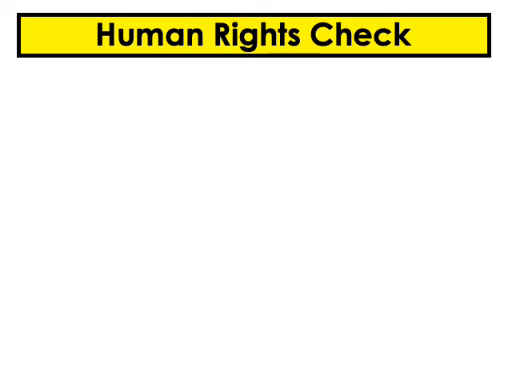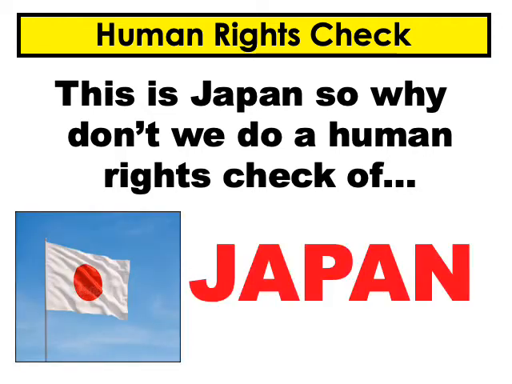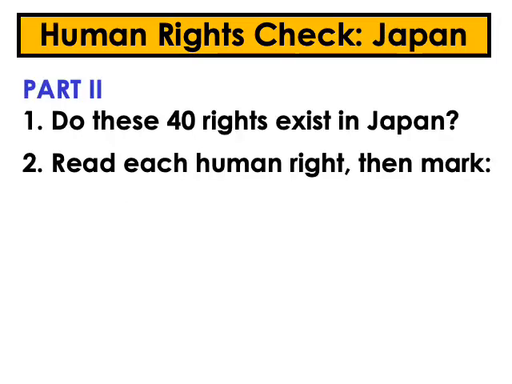We've looked at 40 different rights in a list. We've checked the English. So I turn to students and say, this is Japan, so why don't we do a human rights check of Japan? I mean, you're Japanese. This is Japan here. Let's do it, our country, okay? So we decide we'll do a human rights check of Japan using those 40 rights in the list we practiced.